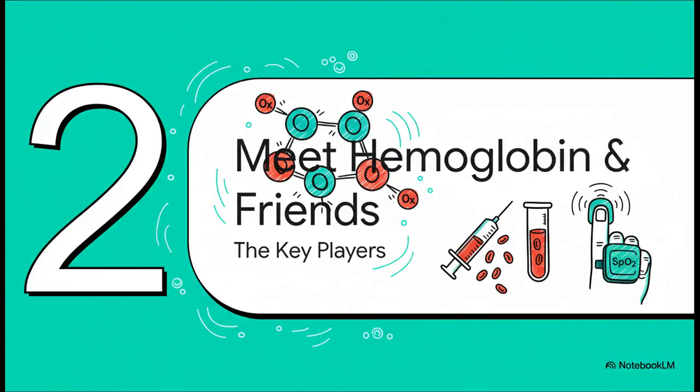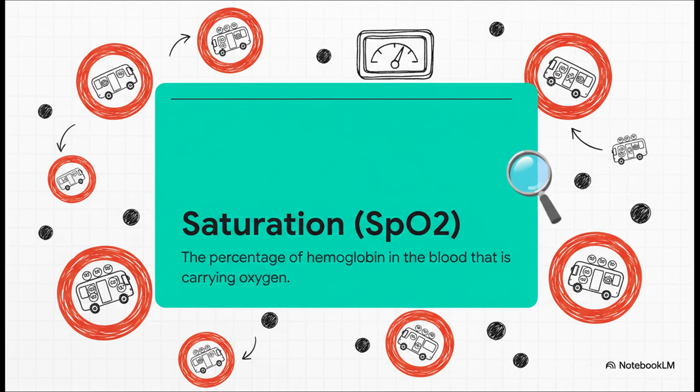Now, to really get the curve, we've got to meet the stars of the show. We're talking about the molecule that does all the heavy lifting and the two main ways we actually measure oxygen in our blood. First up is saturation, or SaO₂. This is that number you see on a pulse oximeter. It's pretty simple. It just tells you what percentage of your hemoglobin is currently carrying oxygen.